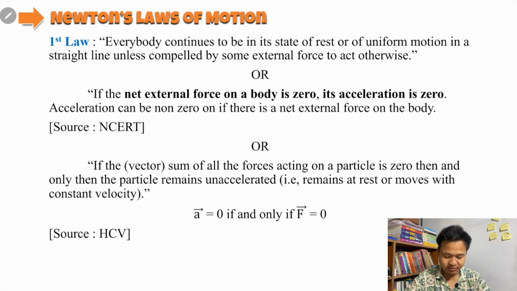So I have given here one more. If the sum of all the forces, the net force, so every force that is acting on a body, right? So the total force is the net force. So if the net force, the sum of all the forces acting on a particle is zero, then only then the particle remains unaccelerated. Unaccelerated, a equals to zero. Acceleration zero, you have to assume that the particle is at rest, okay, or it is moving with a constant velocity.